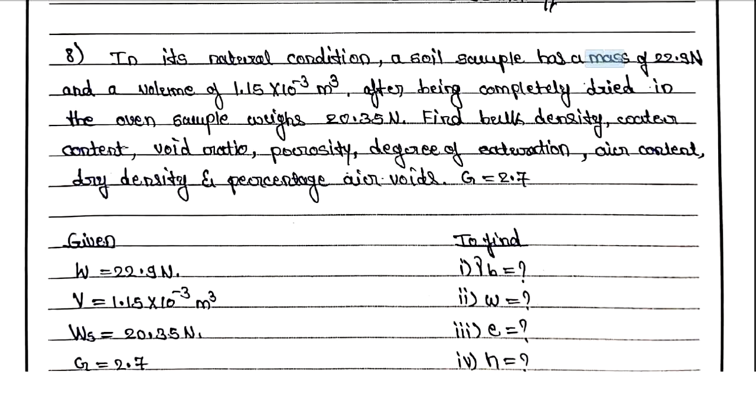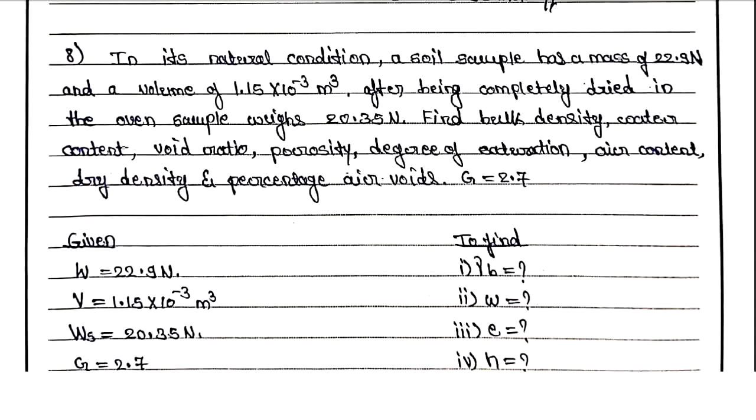They have mentioned it as a mass, but they have given it in Newton, so it is a weight. The volume is given as 1.15 × 10^-3 m³. After being completely dried in an oven, the sample weighs 20.35 N. Find bulk density, water content, void ratio, porosity, degree of saturation, air content, dry density and percentage of air voids. Take G equal to 2.7.